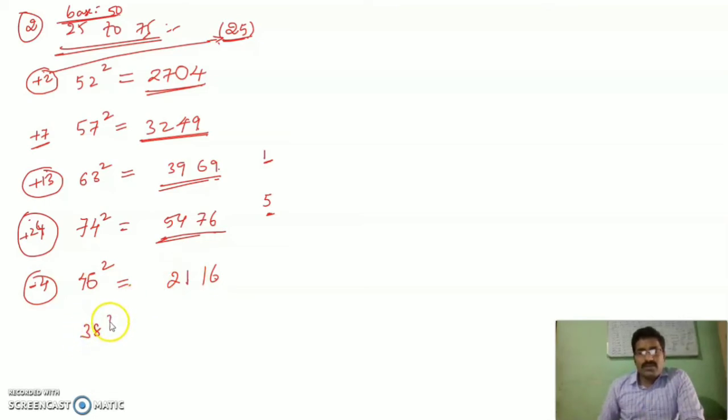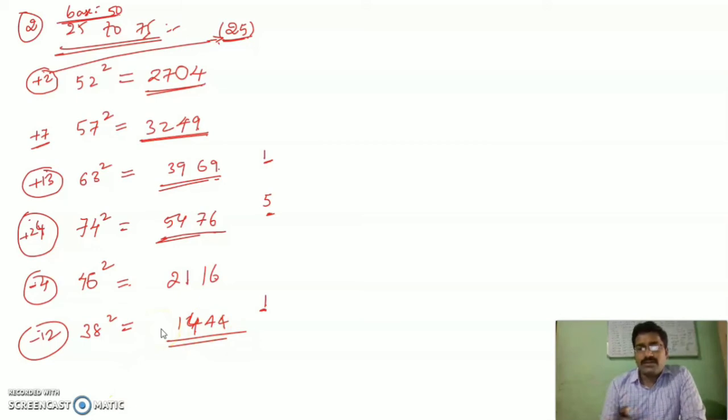Next 38 square value. 38 is how much less than 50? 12. So minus 12. 12 square 144. Carry 1, 44. So 25 minus 12, 13. 13 plus 1, 14. So 38 square value how much? 1444. Okay friends, so this is the trick to find squares between 25 and 75.